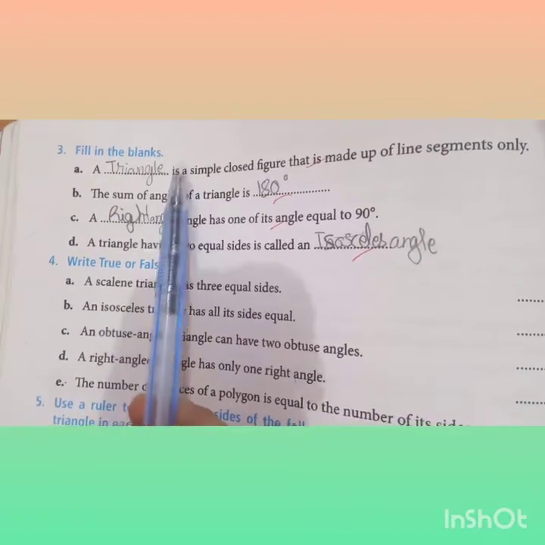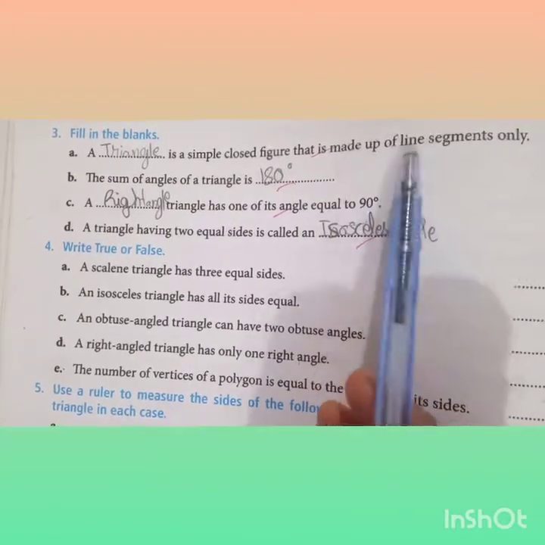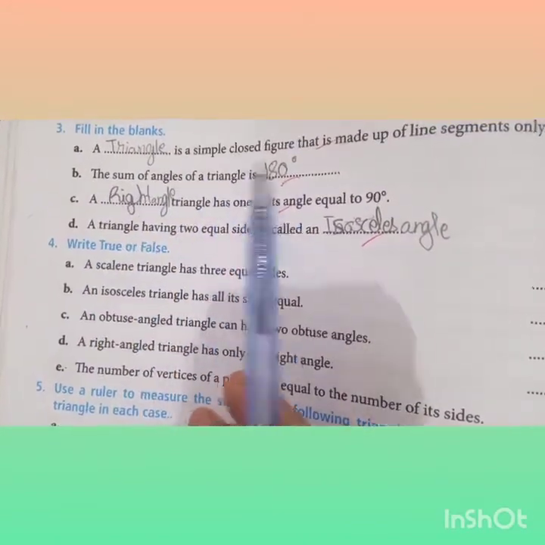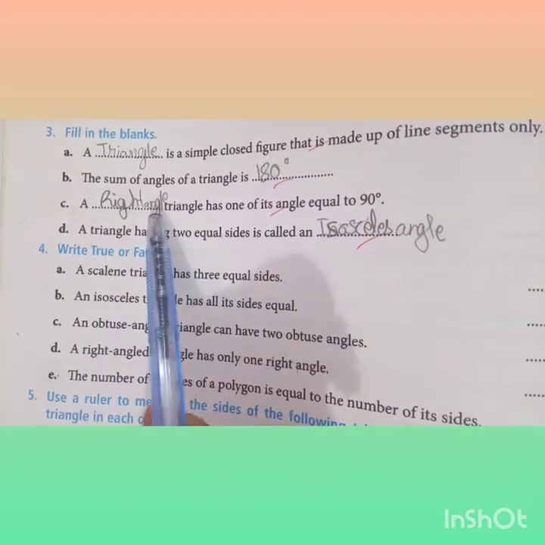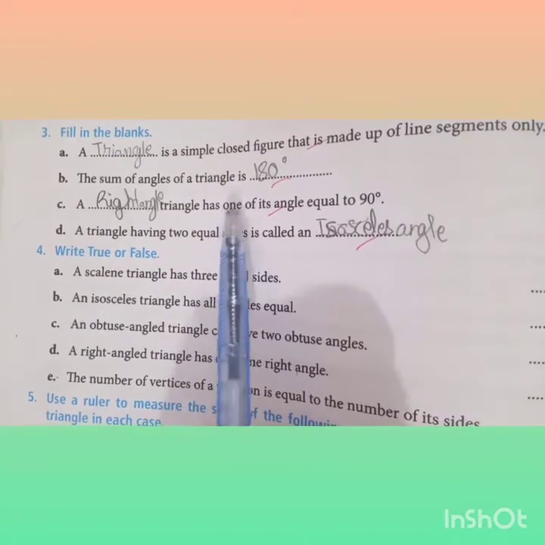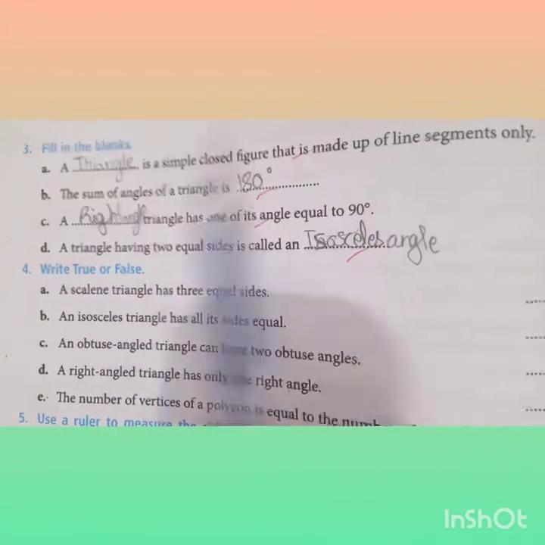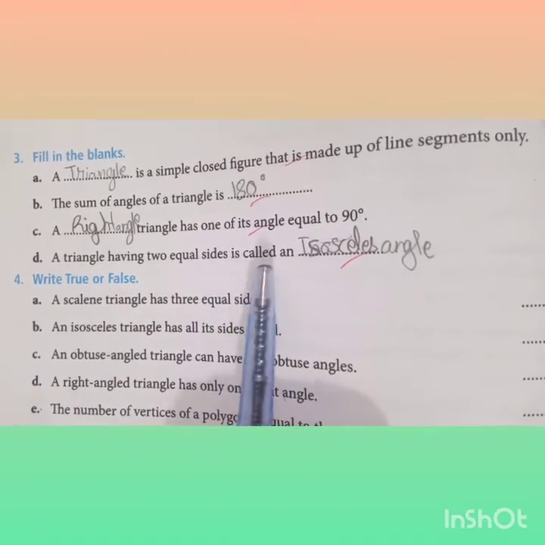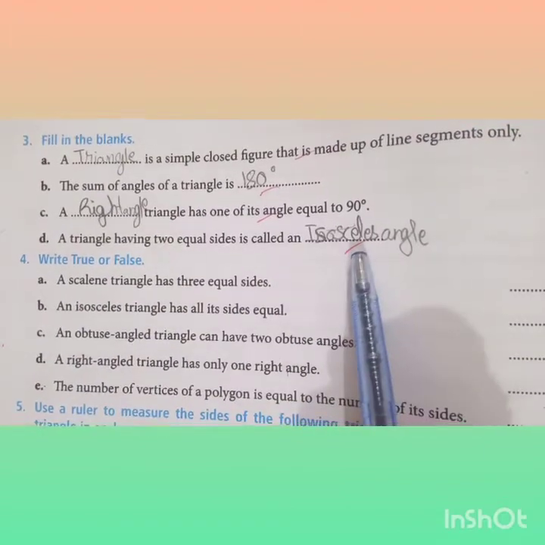A dash is a simple closed figure that is made up of line segments only. We have a closed figure made with line segments only. It's triangle. B, the sum of angles of a triangle is dash. Sum of all angles is known as 180 degrees. A dash triangle has one of its angles equal to 90 degrees. One angle makes 90 degrees. We have right angle triangle. D, a triangle having two sides equal is called a dash. Triangle having two sides equal is known as isosceles triangle.